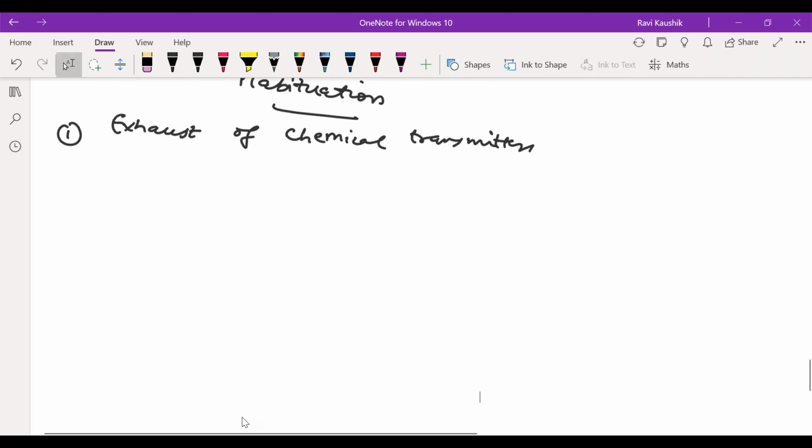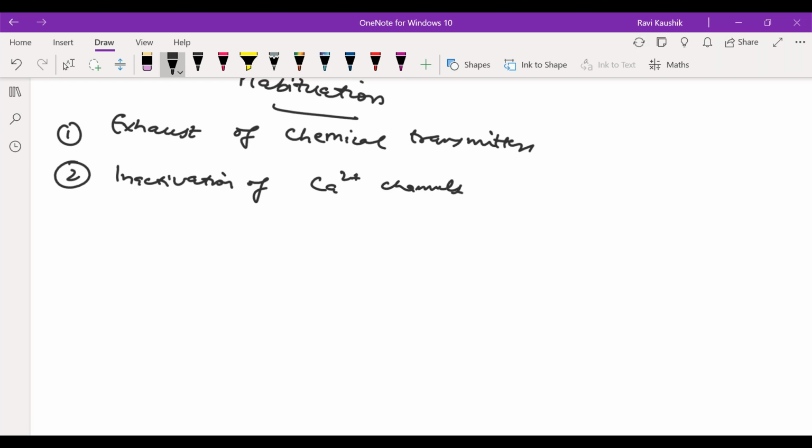What can be the other reason? Second is gradual inactivation of the calcium channels. So what will the inactivation of calcium channels do? It will decrease the intracellular calcium. If intracellular calcium is decreased, what is going to happen from the presynaptic terminal? There would be no release of chemical transmitters.